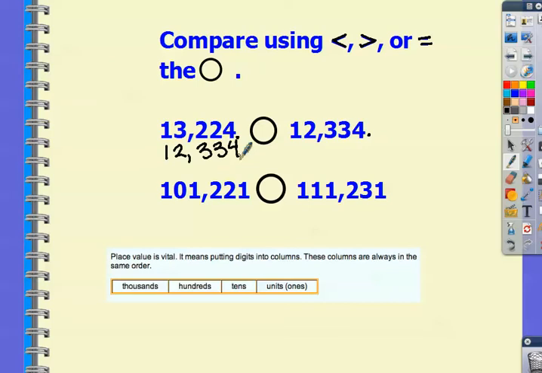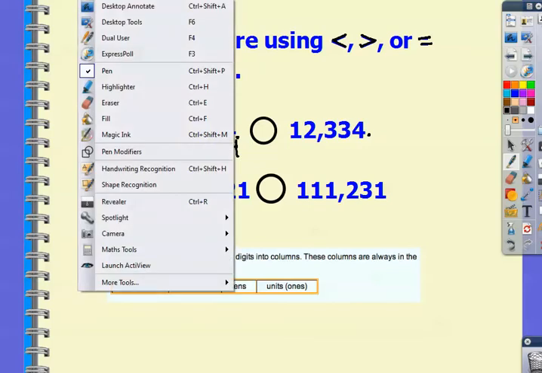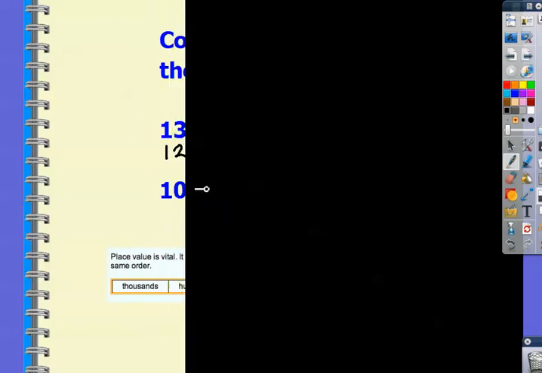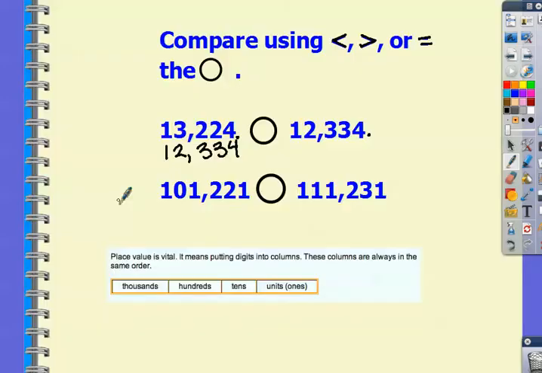And as soon as we've got that, we are going to look at our first one. Okay, so they've got a 1 and a 1. Can we tell which one is bigger yet? No. So then we look at the next place value, the thousands place. Well, we've got 13,000 or 12,000. Which one do we see that is bigger? We should see that 13,000 is bigger. And if you can see it that way, then 13,224 is greater than 12,334.